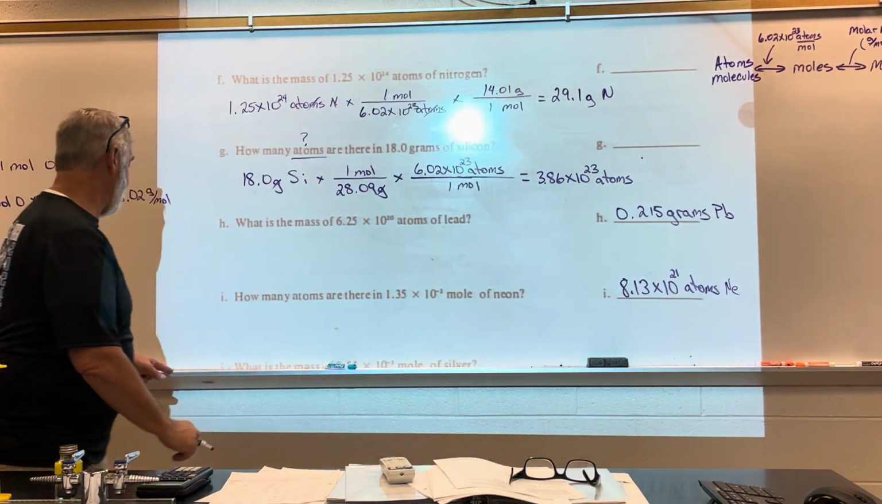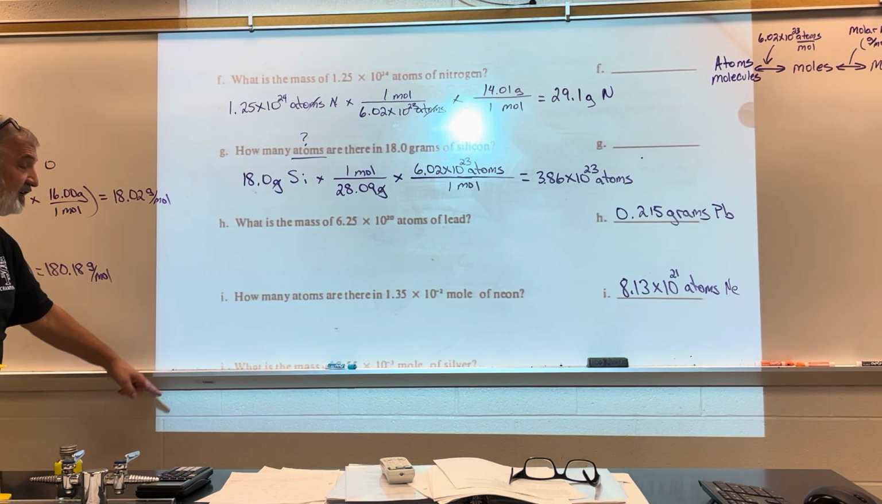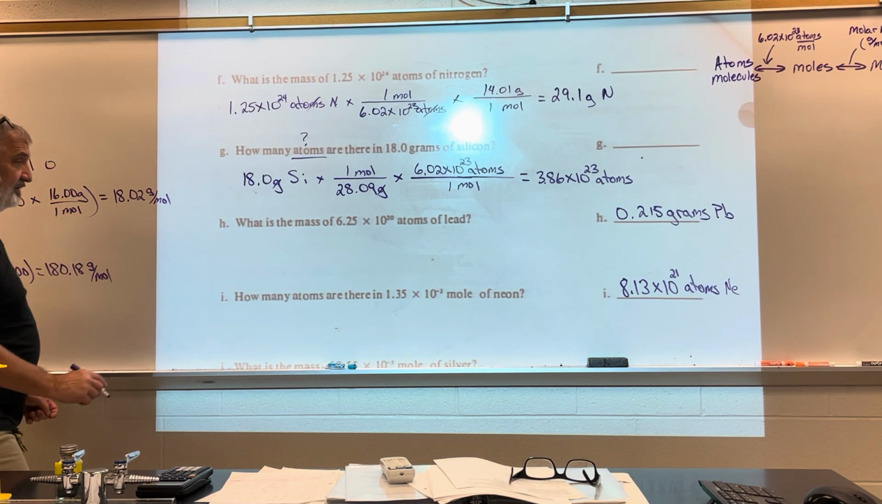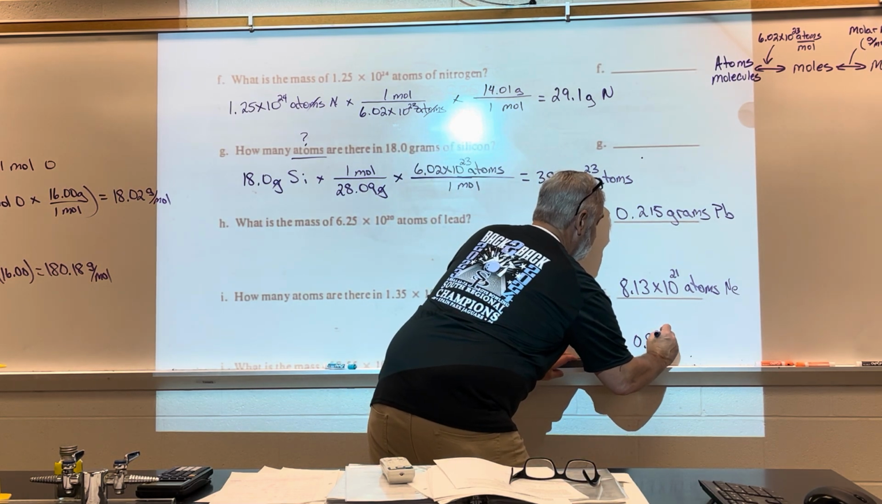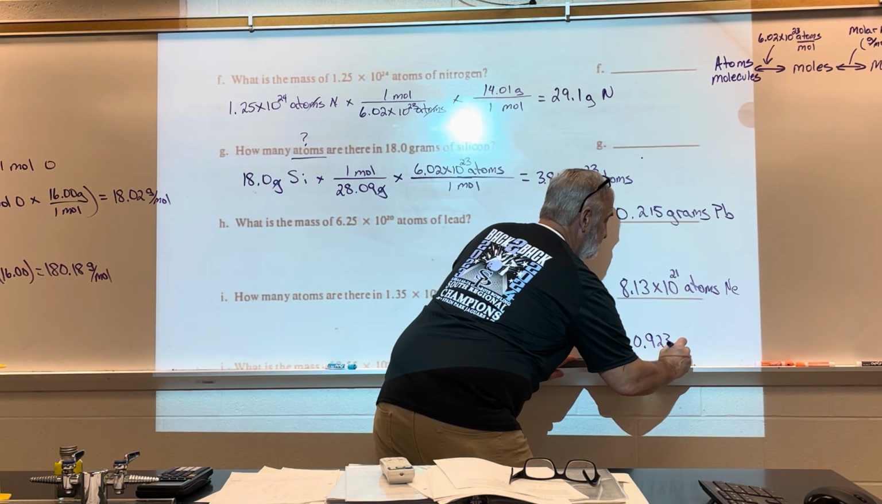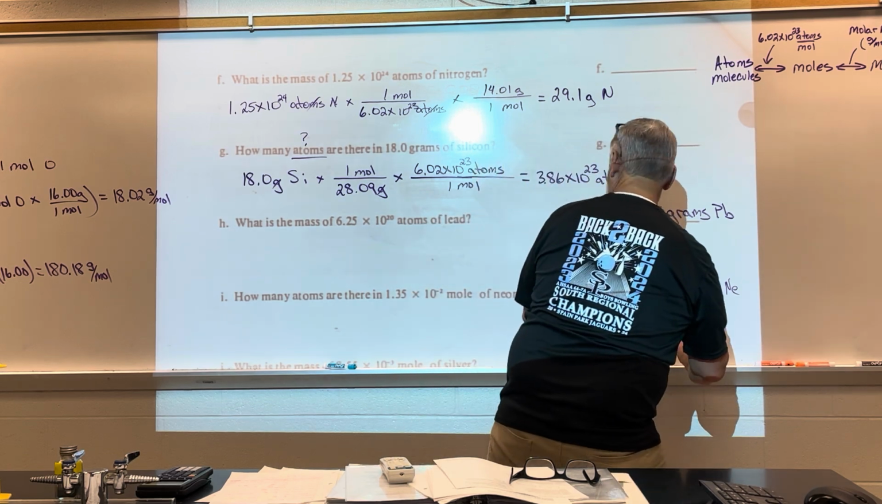And then lastly, J, 0.923 grams. 0.923 grams of, which one? Silver, AG.